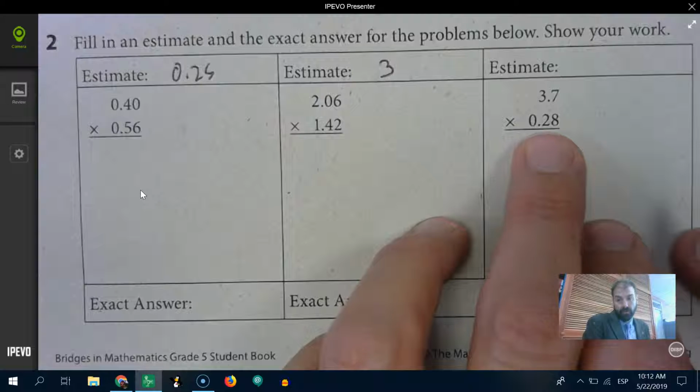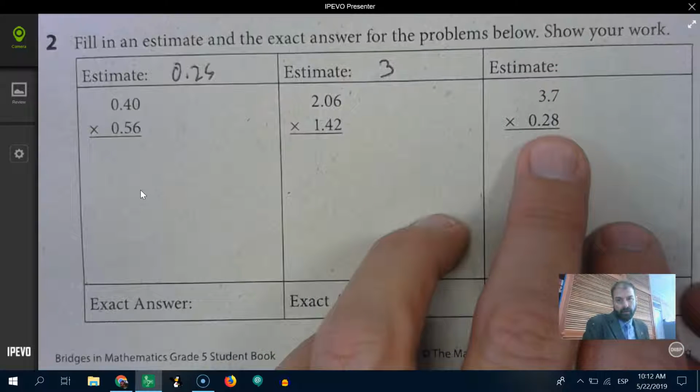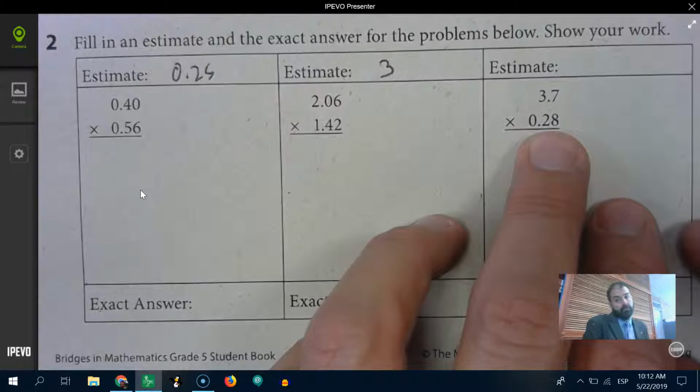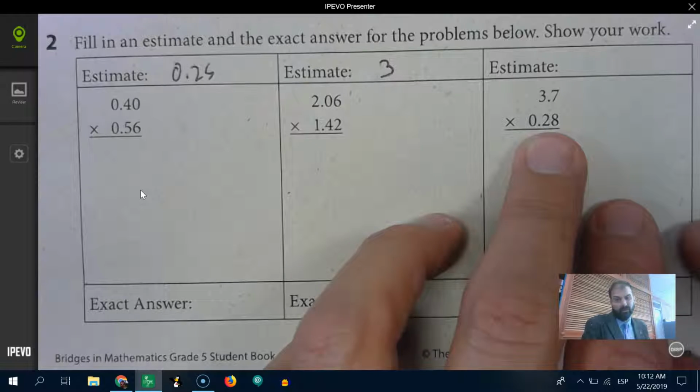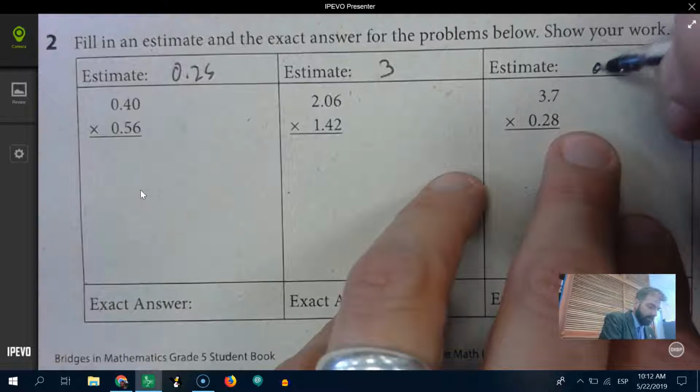And then we have 3 and 7 hundredths times 28 hundredths. It's going to be teeny tiny. It's going to be less than 3.7. If I think about around the 10th, it would be 0.37, so double that. Well, 0.7 somewhere, 0.6. How about 0.75?